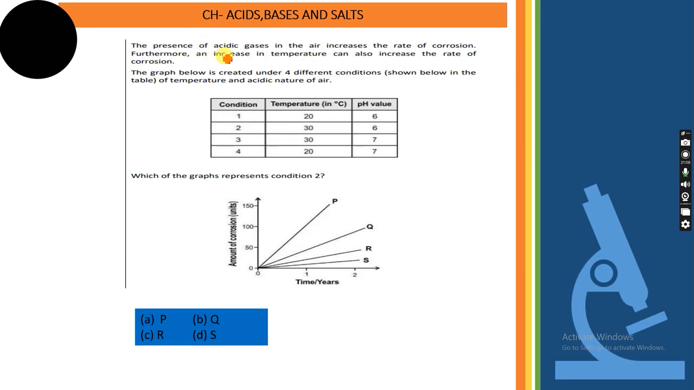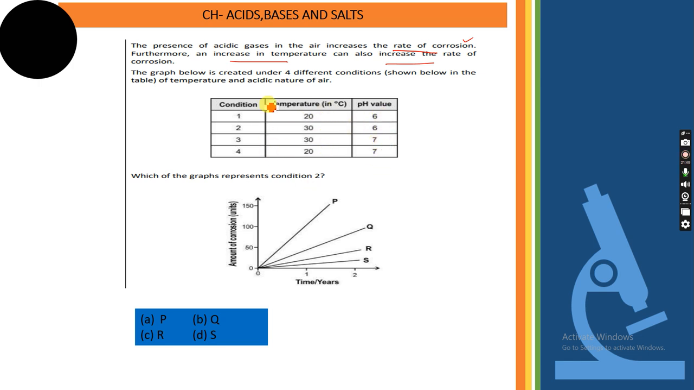Okay, यहाँ पे दिया है, presence of acidic gas in air increases the rate of corrosion. बोला है कि जितना भी acidic gases एयर में रहेगा उतना ही corrosion faster होगा. Okay, that is one keyword given here. Further, an increase in temperature can also increase the rate of corrosion. So this is related to corrosion: one, the rate will increase when there is more acidic gas in the air, and another factor is an increase in temperature. Okay, now 4 conditions are given here, and temperature is also given. So at 20, the pH is given and temperature is given.